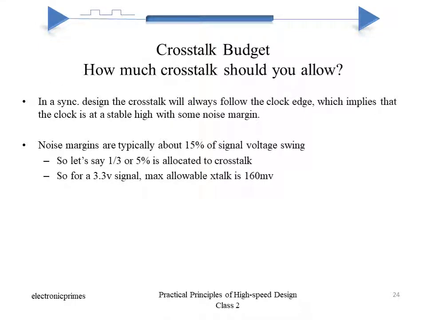Crosstalk budget. How much crosstalk should you allow? In a synchronized design, the crosstalk will always follow the clock edge, which implies that the clock is at a stable high with some noise margin. Noise margins are typically about 15% of signal voltage swing. Let's say one third, or 5%, is allocated to crosstalk. So for a 3.3 volt signal, the maximum allowable crosstalk is around 160 millivolts.